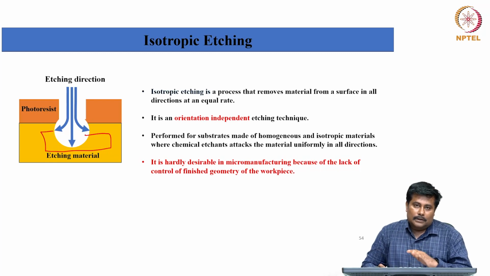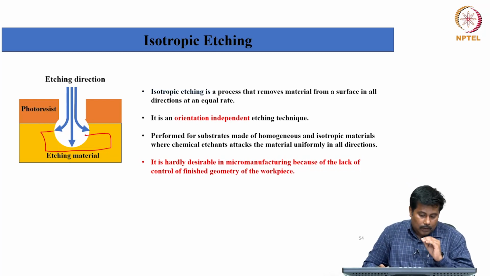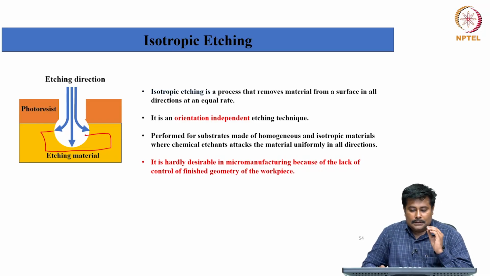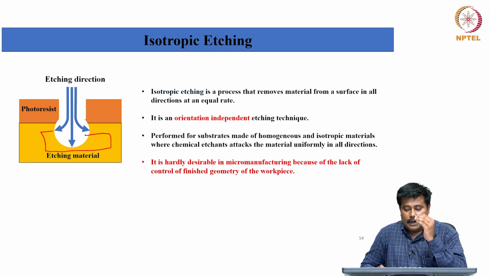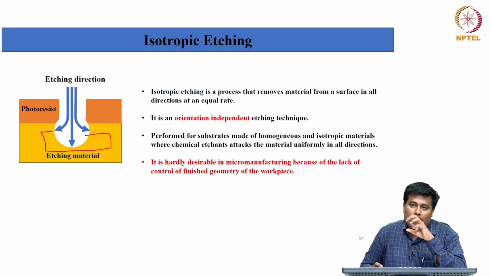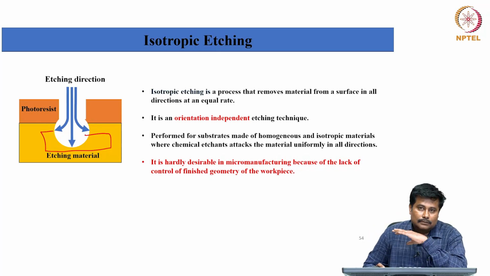This process, one of the important aspects of which is that orientation is independent of the etching technique, is performed on a substrate made of homogeneous and isotropic material, in such a way that the material is uniform throughout.